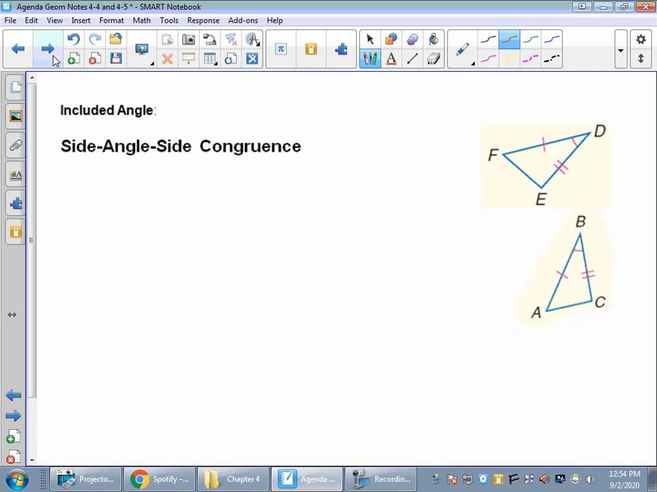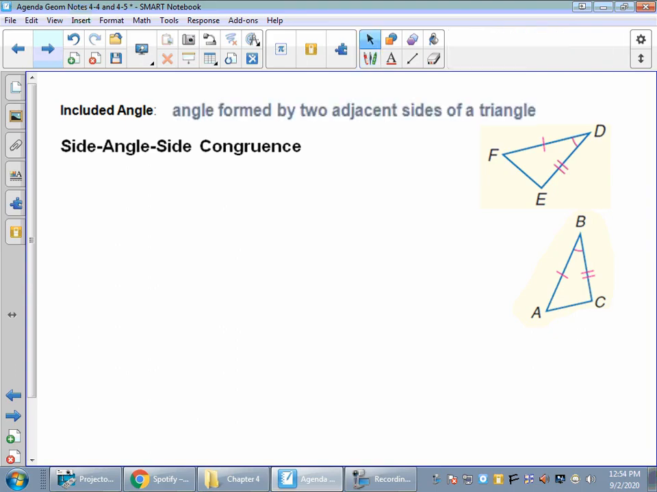Next one we're going to talk about is side, angle, side. Before we do that, let's take a look at what an included angle is. An included angle is an angle formed by two adjacent sides of a triangle. You can see in your diagrams here, angle D is in between sides F and E, and angle B would be the included angle here.